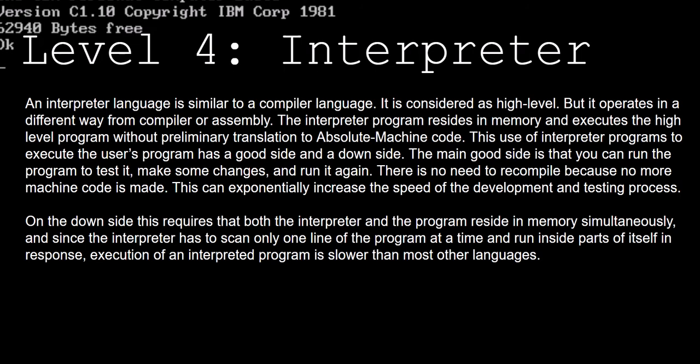Level 4. Interpreter. An interpreter language is similar to compiler language. It is considered as high level, but it operates in a different way from compiler or assembly. The interpreter program resides in memory and executes the high-level program without preliminary translation to absolute machine code. The use of interpreter programs to execute the user's program has a good side and a downside.